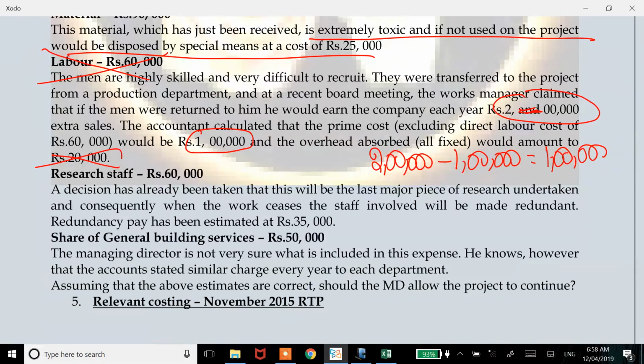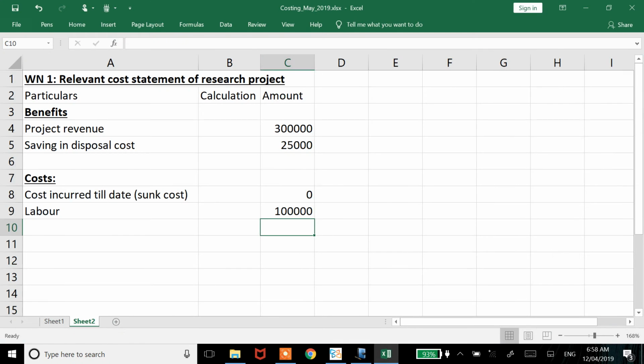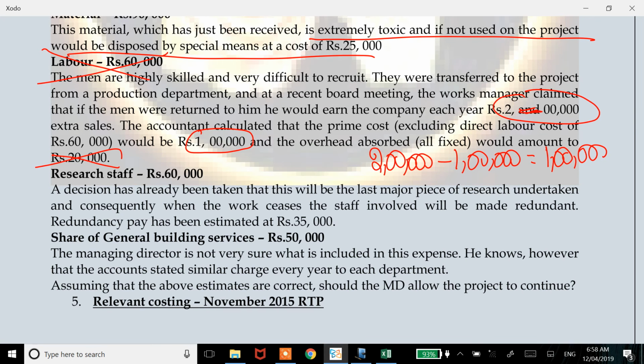Read the information on research stuff. No, it doesn't depend whether it's skilled or unskilled. You will need those people whether you do the project or not. These people are highly skilled, they'll be transferred to some other project. So if you take up this project, these people will continue to be there in the company. You will transfer them and tell them to work on your project, or they will continue to work on some other project.